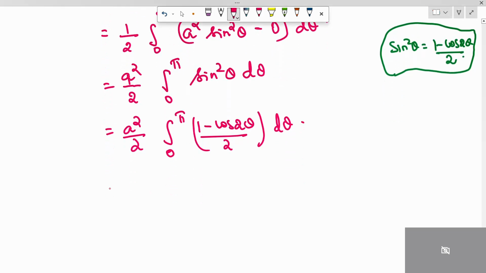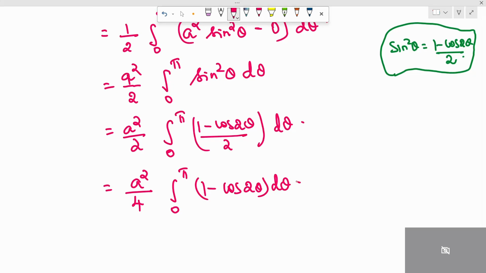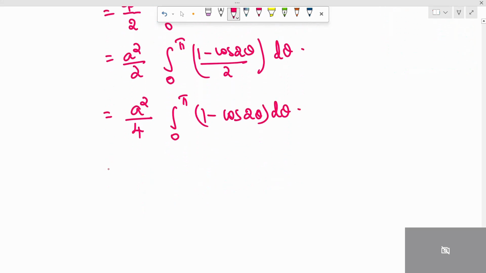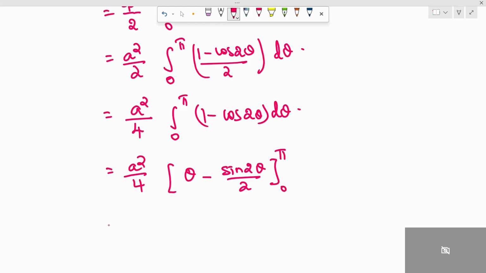Now we are going to integrate with respect to theta. The denominator 2 constant take outside. Already we are having 1 by 2, which is 4. Integral 0 to pi 1 minus cos 2 theta d theta. Now a square by 4, integrate with respect to theta, which is theta minus integral of cos 2 theta, which is sin 2 theta divided by 2, with the limit 0 to pi.